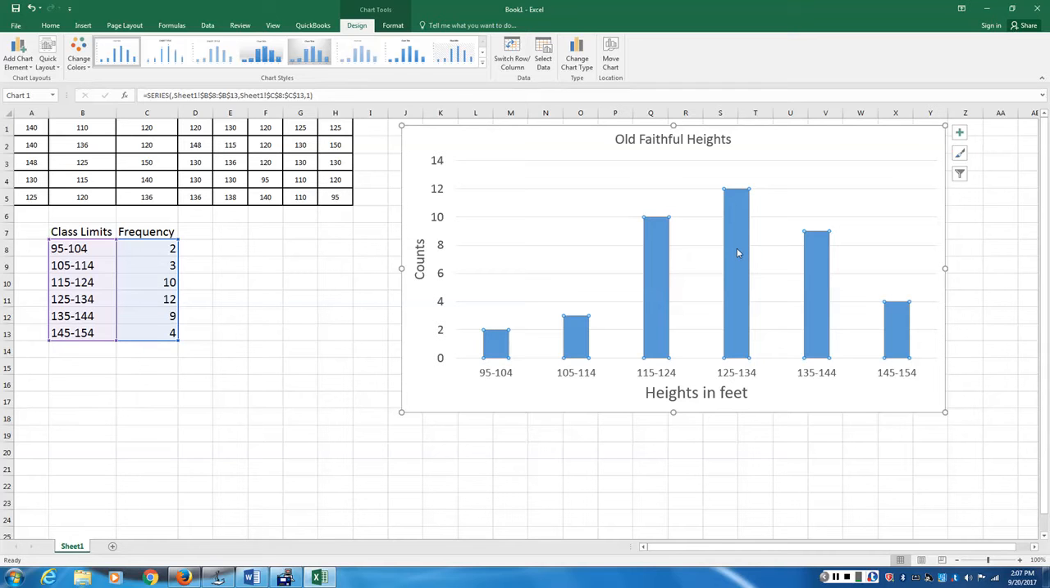So once you've selected the bars, right click on any of them. Right click on any of them. And this is what should come up. Go down to Format Data Series.